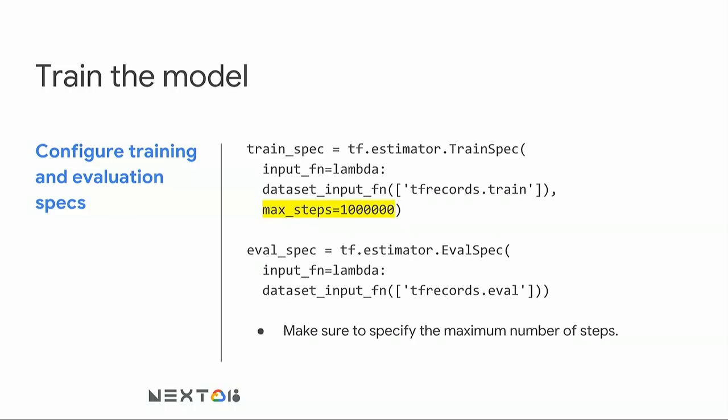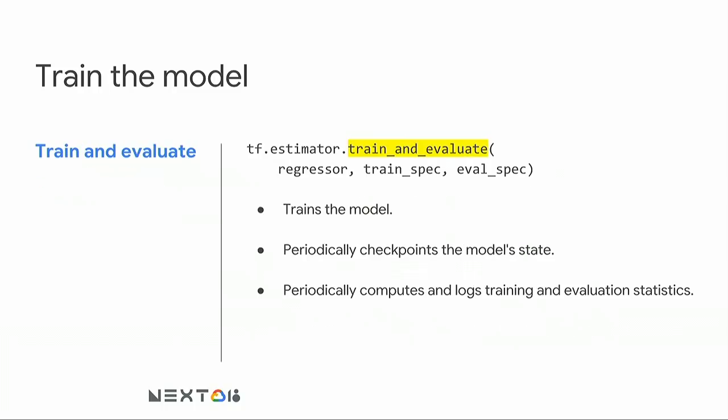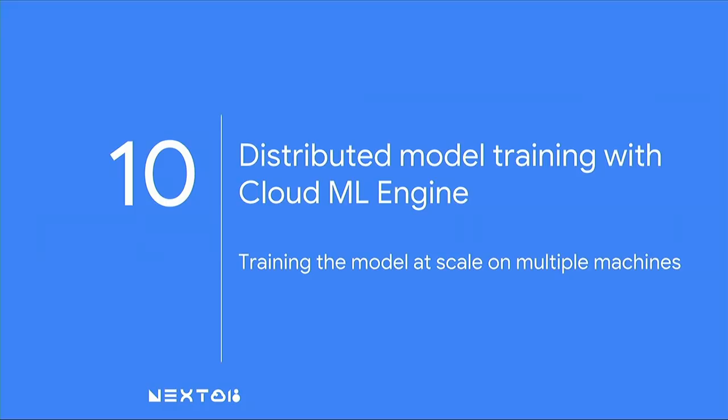Also, it's important to specify the number of maximum steps for training, because depending on how you implement your dataset input function, if you don't specify this, your model may train forever. It will never stop. And finally, the train and evaluate function is the recommended way of training a TensorFlow model that uses DNNRegressor. It trains the model, periodically checkpoints the state, and periodically checkpoints training and evaluation performance metrics, all in the same directory, but there is a separate subdirectory for evaluation metrics.